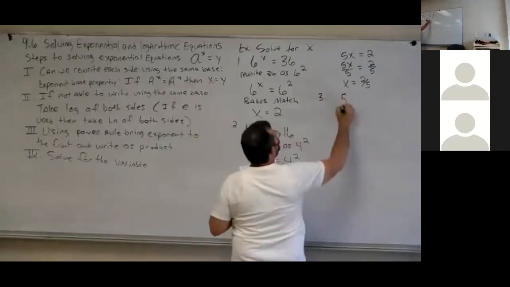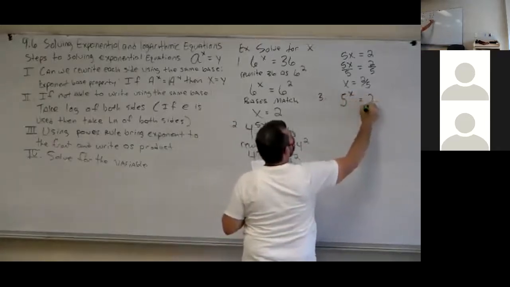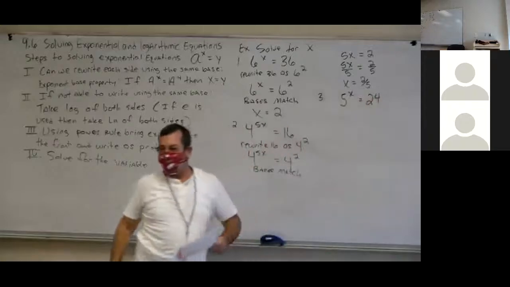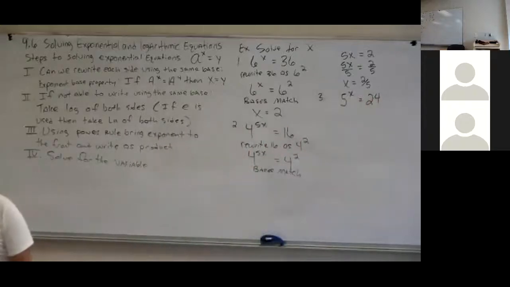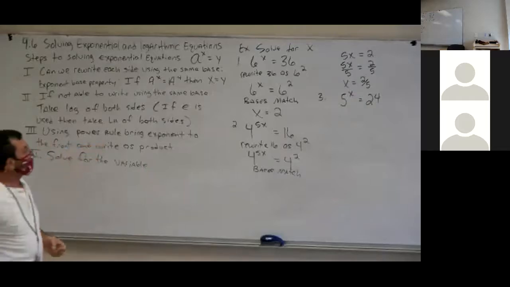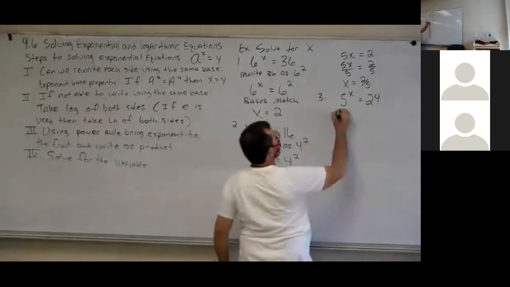All right, y'all. 5 to the x equals 24. So can you rewrite 24 using a 5? Well, 5 to the first is 5. 5 squared is 25. So there's no way I can take that 24 and rewrite it using a 5. So I cannot rewrite.